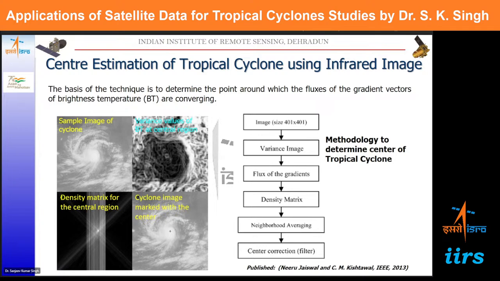And then the pixel with the maximum score in the density matrix is the location through which the maximum number of gradient lines are passing. They have obtained the center by using some correction filter. They have corrected this value and located the center position. So using this algorithm, they have detected many cyclone centers using the IR image.